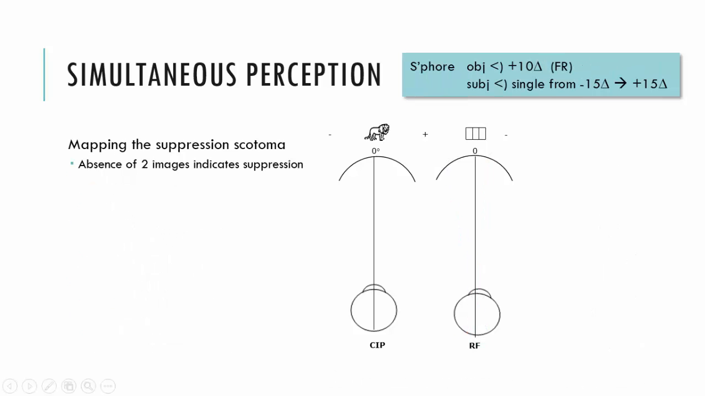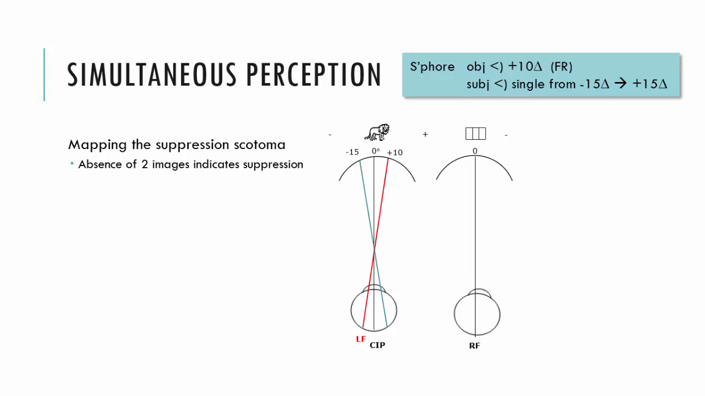Let's do one more example, and this time we'll map a suppression scotoma. So we've got a synoptophore result here, objective angle at +10, fixing right, and subjectively the patient can only see the cage from -15 diopters to +15 prism diopters. Now this time, because the patient is fixing right, we'll fix the right eye, so 0 falls on right fovea, and we'll do our projections on the left eye. So plus 10 will be where the left fovea is located.